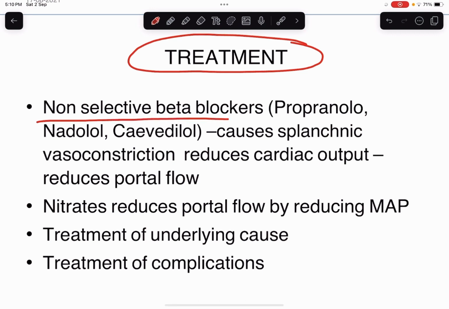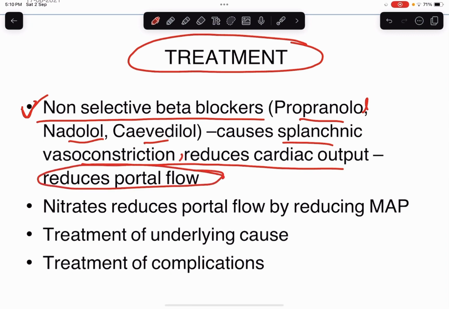So non-selective beta blockers are of very much use, like propranolol, nadolol, carvedilol. They cause splanchnic vasoconstriction and reduce cardiac output. So in turn they reduce portal flow. Non-selective beta blockers will reduce the splanchnic vasodilatation. They cause splanchnic vasoconstriction and reduction in cardiac output, which ultimately will lead to reduction in portal blood flow. Nitrates reduce portal blood flow by reducing mean arterial pressure. Nitrates can also be used for the reduction of portal blood flow.